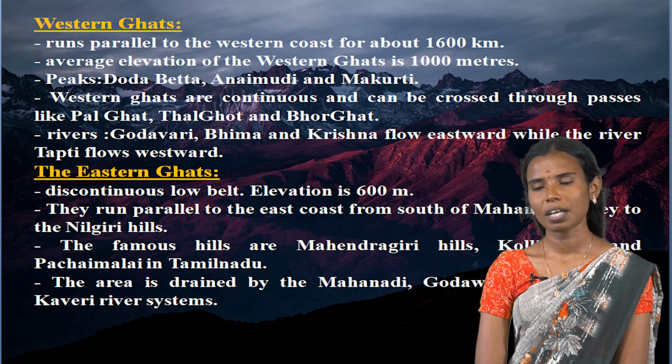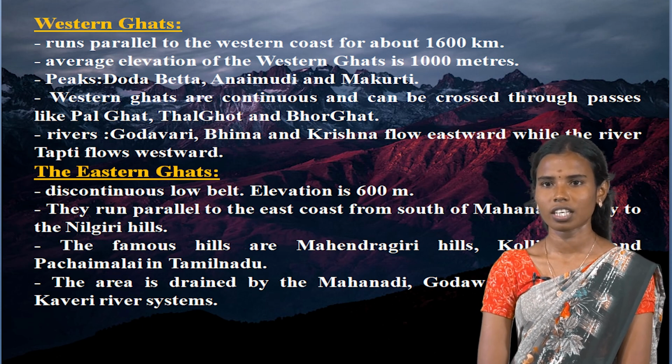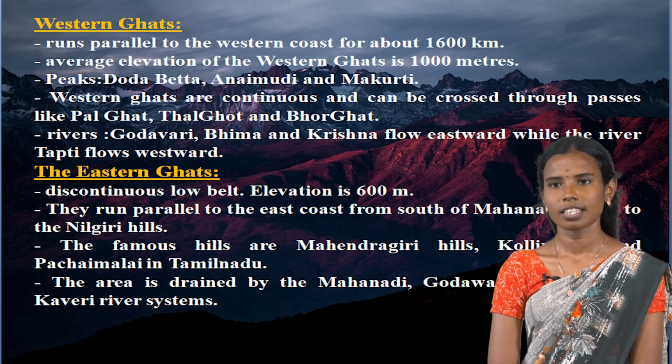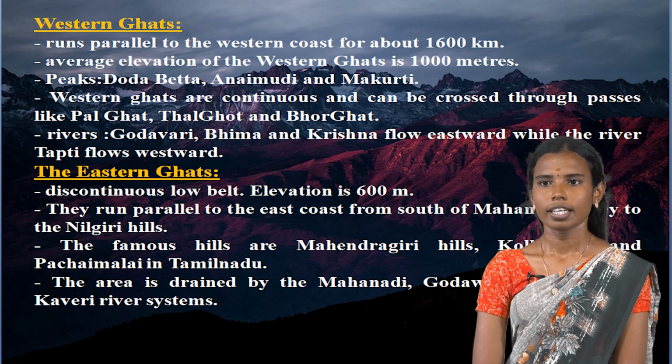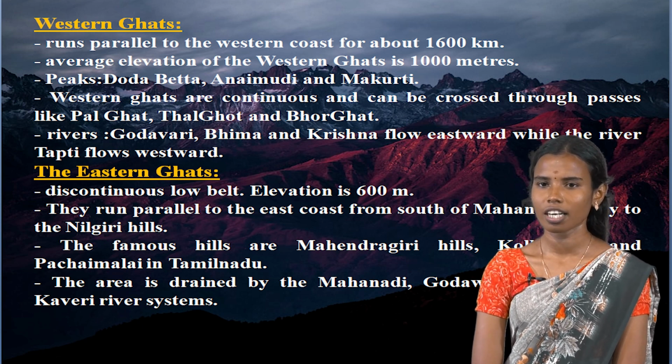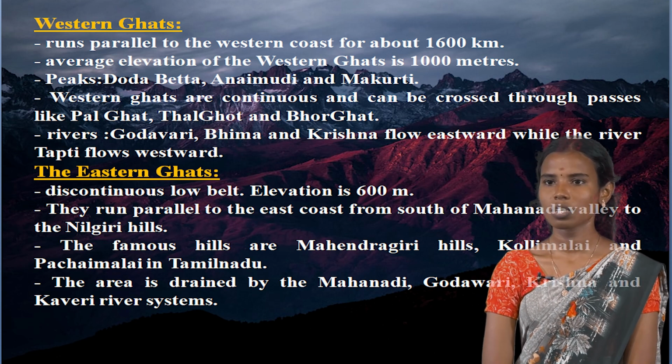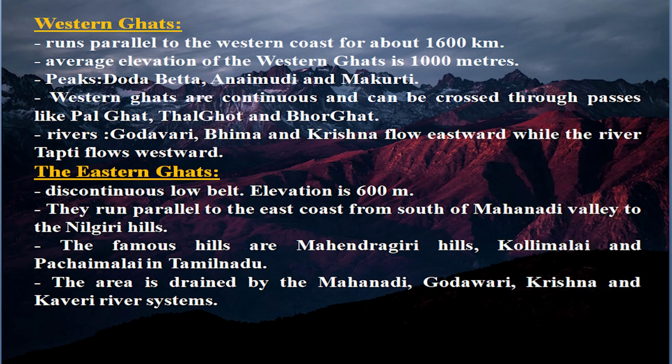Rivers like Godavari, Bhima, Krishna flow eastward while the river Tapti flows westwards in the Western Ghats. Next one is the Eastern Ghats. Eastern Ghats is a discontinuous slope belt. Its average elevation is 600 meters and it runs parallel to the east coast from south of Mahanadi Valley to the Nilgiri Hills. The famous hills in Eastern Ghats are Mahendragiri, Kollimalai and Pachaimalai. The area is drained by Mahanadi, Godavari, Krishna and our Kaveri river system.